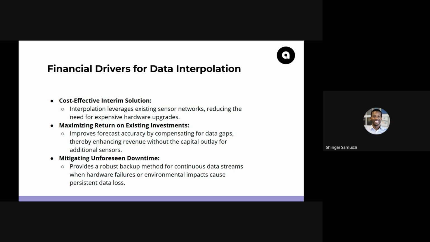It reduces the need for hardware upgrades in between those periods of time where you do see it as financially viable to upgrade your hardware system. And this allows you to then get that continuous data flow that you need for your downstream business activities.